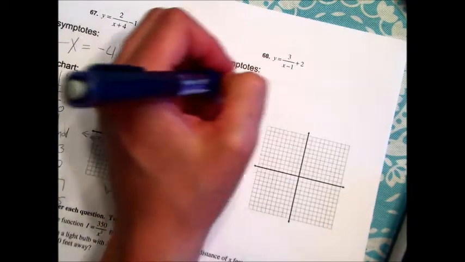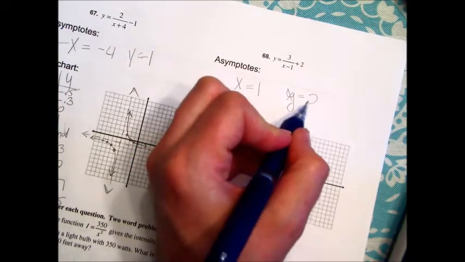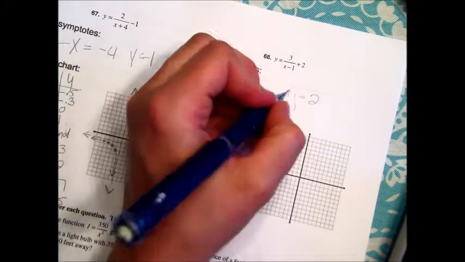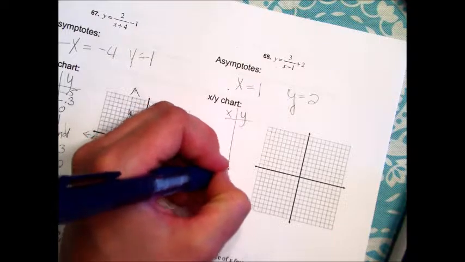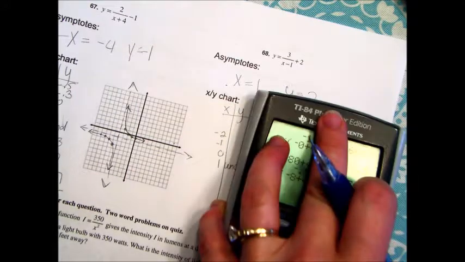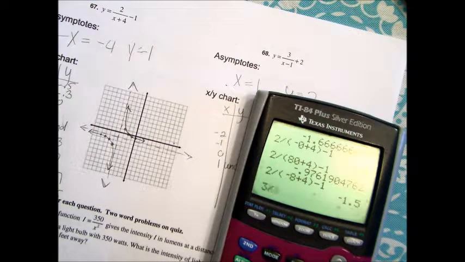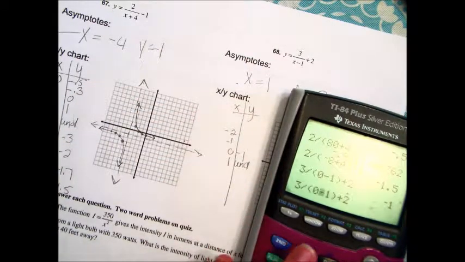Another XY chart. X equals 1 because it's the opposite of the denominator. Y equals 2 because of what's in the back. XY chart, put 1 in the middle because it's going to be undefined. Let's look at 0, -1, and -2 just to see what happens. Zero gives us -1. Now I'm going to try -1. 0.5. Let's try -2.